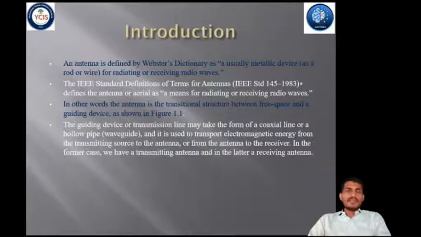Similarly, another agency, that is IEEE, defines an antenna or aerial as a means for radiating or receiving radio waves. The definitions given by the two agencies are very similar. The main part is radiating or receiving radio waves. This is the main working of that particular device.